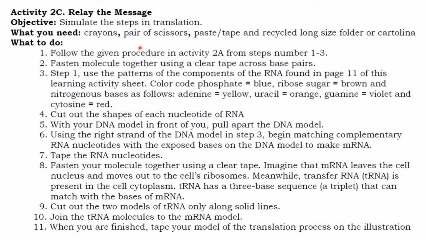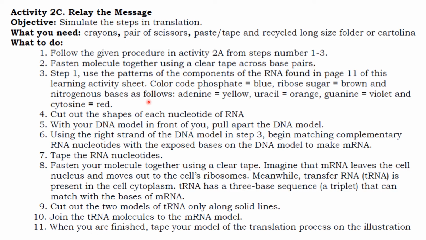So remember that we have two major processes in protein synthesis. We have transcription and translation. In activity 2C, we just focus on translation. Again, translation is where the mRNA codes are translated to become an amino acid polypeptide chain. So the first thing that you have to do is to follow steps 1, 2, 3 stipulated in activity 2A. Next is to fasten the molecule together using a clear tape across base pairs.